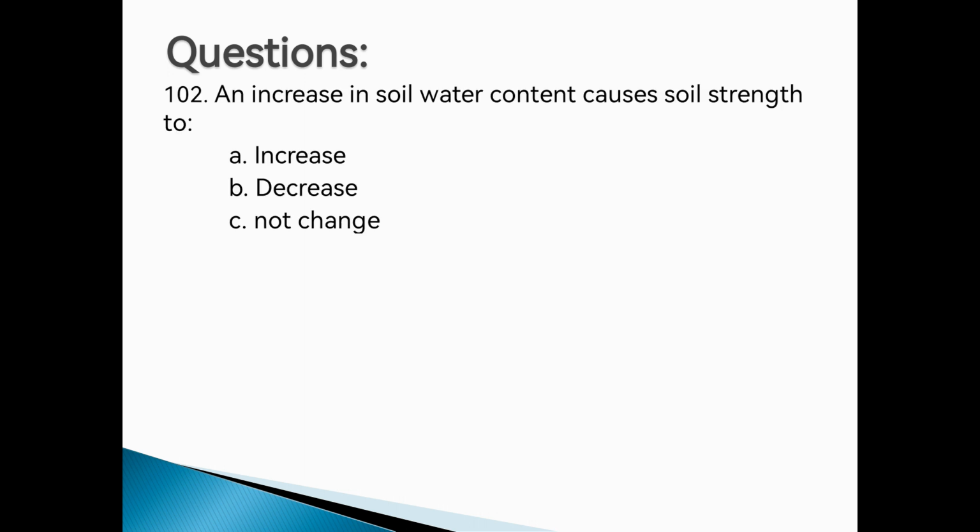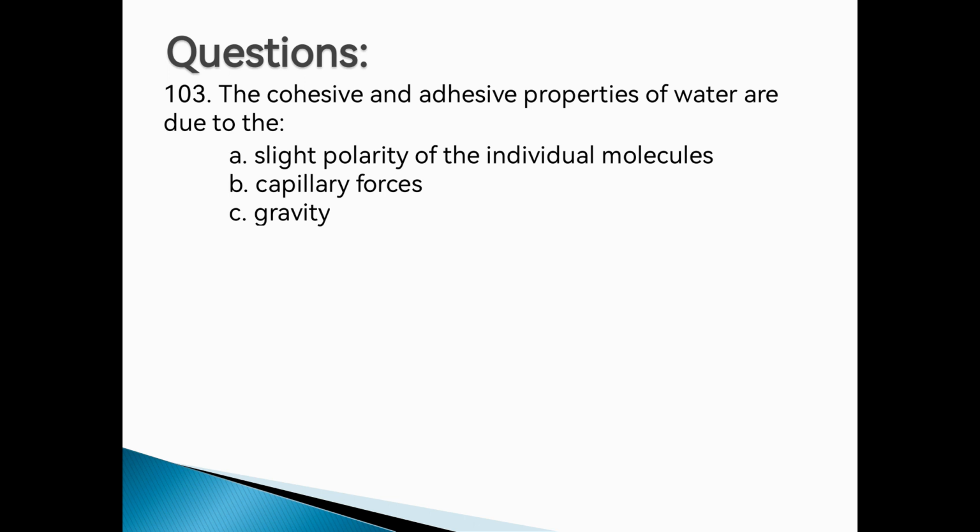Number 102. An increase in soil water content causes soil strength to A. Increase, B. Decrease, C. Not change. The correct answer is B. Decrease. 103. The cohesive and adhesive properties of water are due to the A. Slight polarity of the individual molecules, B. Capillarity forces, C. Gravity. The correct answer is A. Slight polarity of the individual molecules.